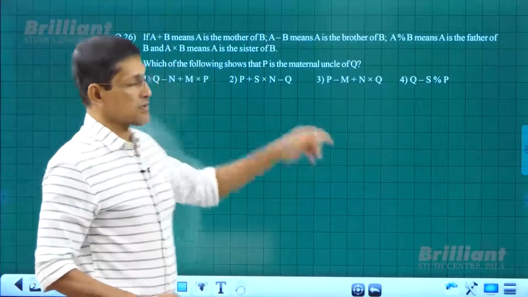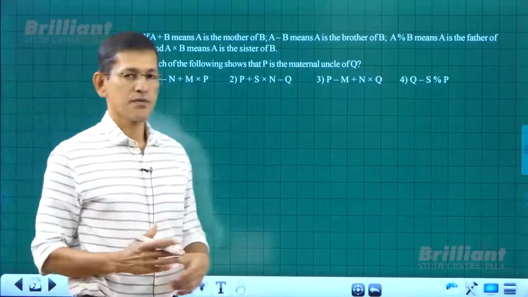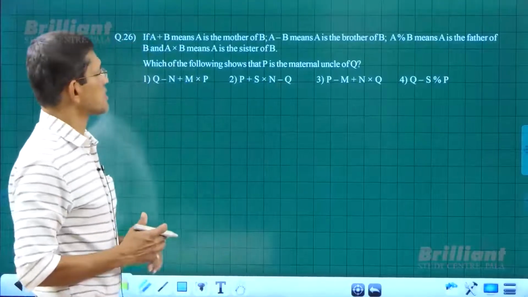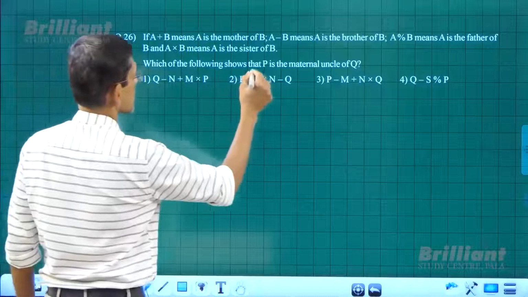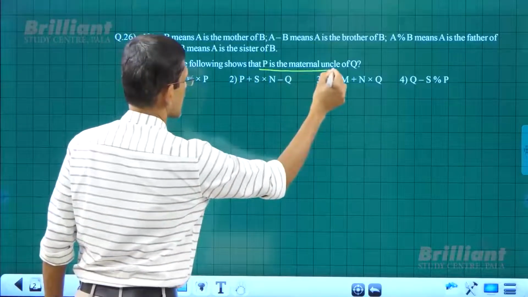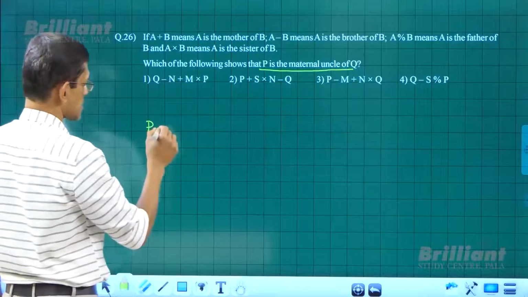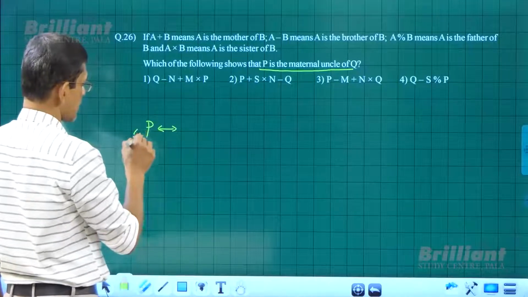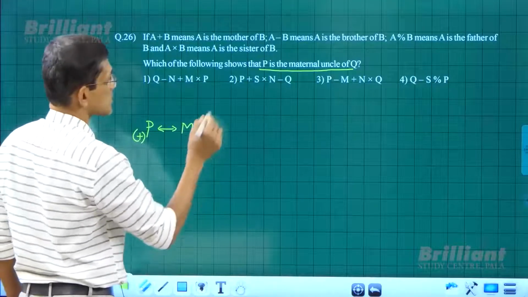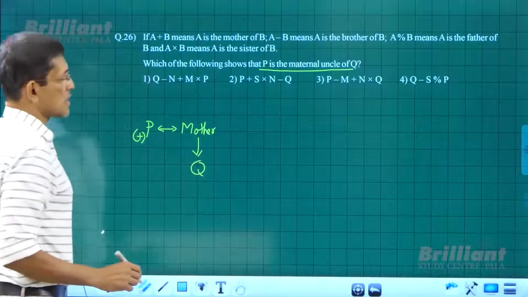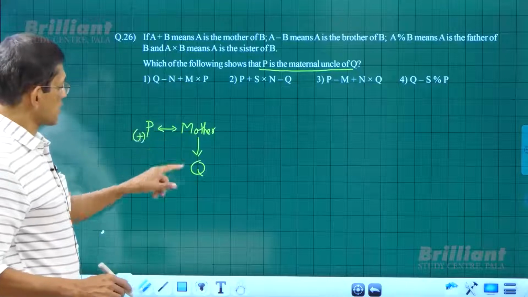The questions starting from blood relations. Here A plus B means, well, you are aware of the model, right? A plus B means A is the mother of B, A minus B means A is the brother of B, etc. So how do we deal with this question? Look at what exactly we need to find out. P is the maternal uncle of Q. That means P must be the brother of the mother of Q. So this is what we need to find out. Which of the following relations represents that P is the brother of Q's mother?